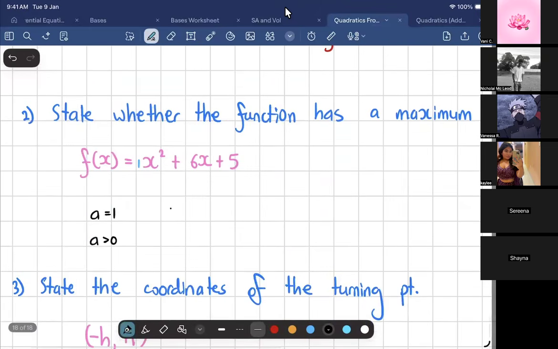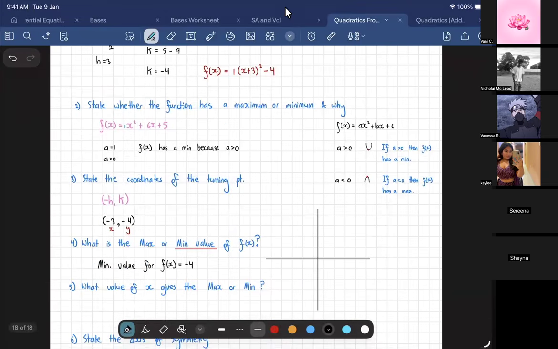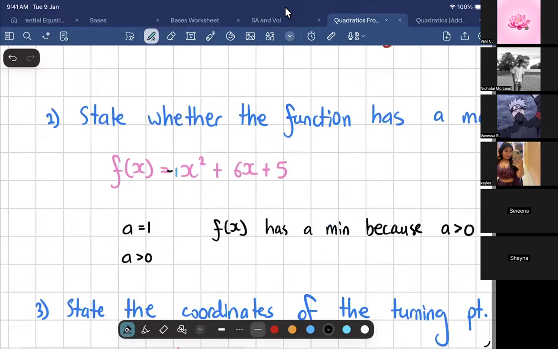So then you would write f of x has a minimum because, why? Tell me why. Because A is more than 0. Right. So now you would not be guessing at all. You know why now. If you see a negative number in front of that, it is a maximum because A is less than 0.